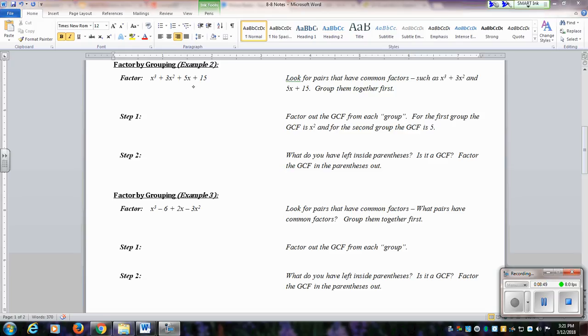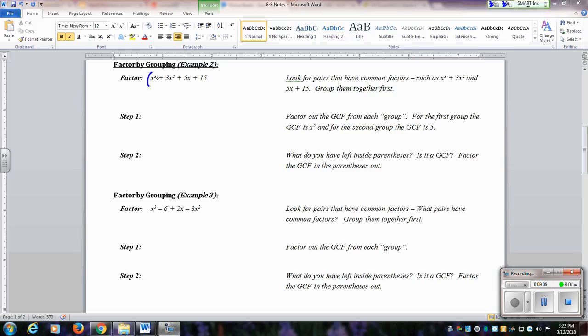Okay. There's another way I could group. I could put the 5x with the x cubed, and I could factor out 1x in front of those. But I could also put the 3x squared with the 15 and factor a 3 out of the 3 and the 15. I mean, there are different ways you can group things together. But I'm going to go ahead and keep it easy.